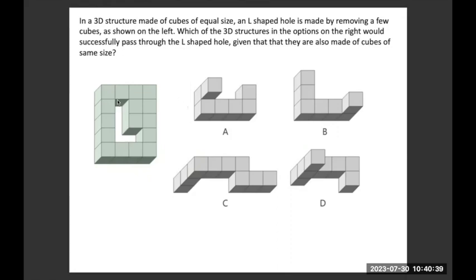What you have to find is, there's an L-shaped hole in this block. Which of these options can pass through this L-shaped hole? One or more answers are possible in this case. In order to find the solution, you can rotate the blocks if you want. You don't have to keep these blocks as they are. You can rotate the blocks, you can flip the blocks. You cannot break the block, of course, but you can rotate or flip the block. It's possible.